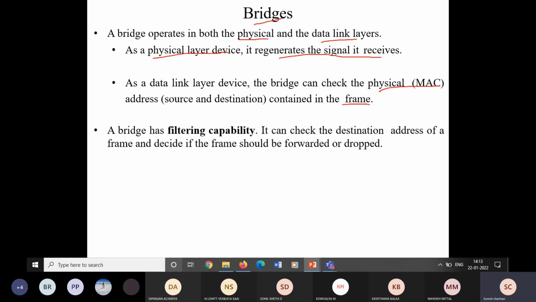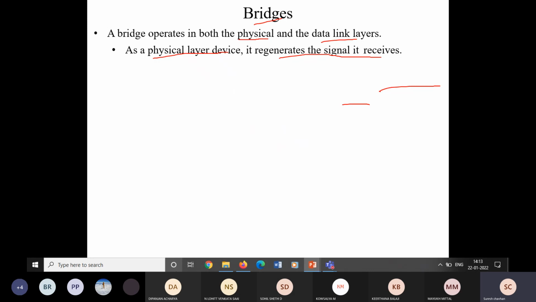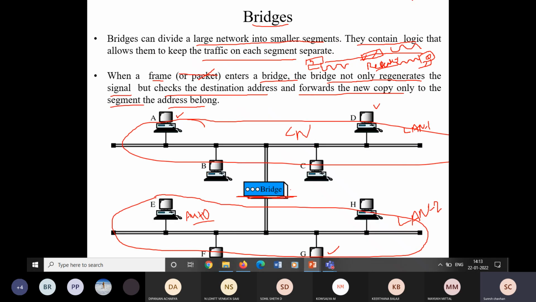It won't send to all the nodes. So for example, in this figure, A has to send to G, correct? Suppose we are using the hub here. If you are using the hub, it will send to all the nodes which are available here. All the nodes will receive the packet which is sent by A.